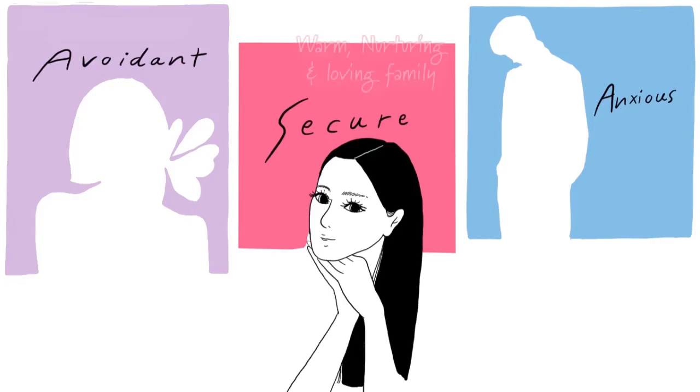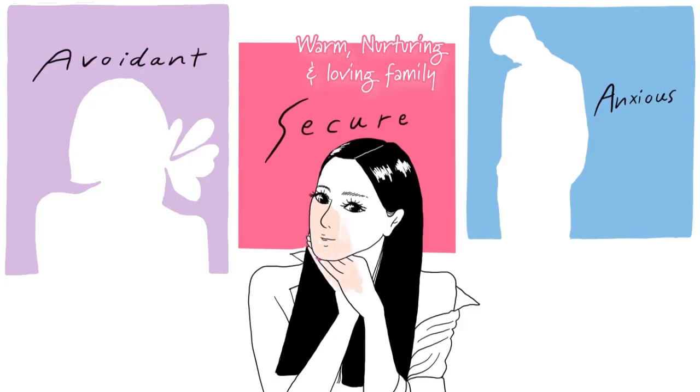Lily comes from a very warm, nurturing, loving family where she never felt like she lacked love and attention. When she got older, she became a strong, confident woman because she always knew that she would somehow receive love and attention. This is Jane.